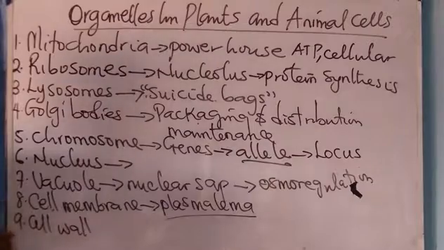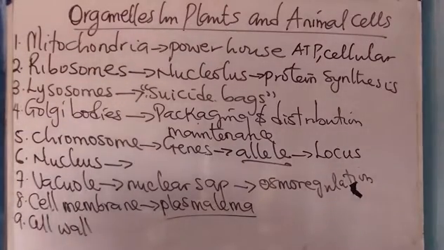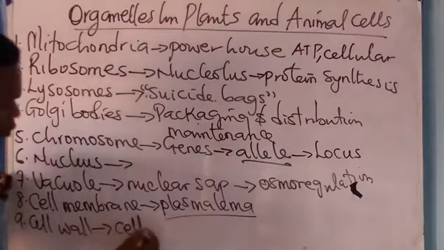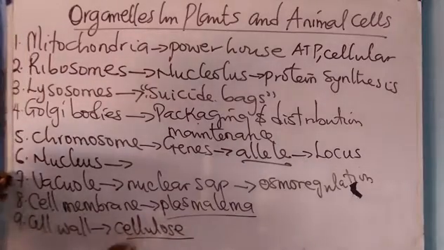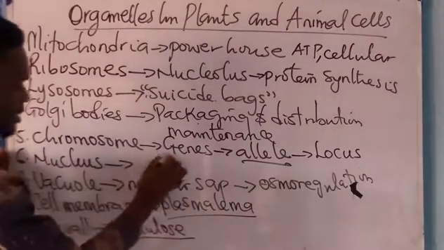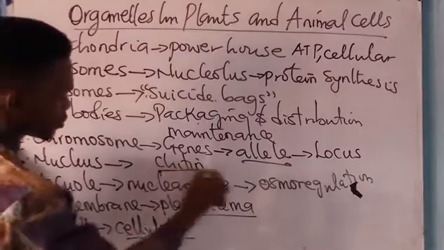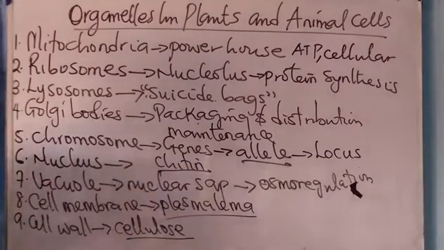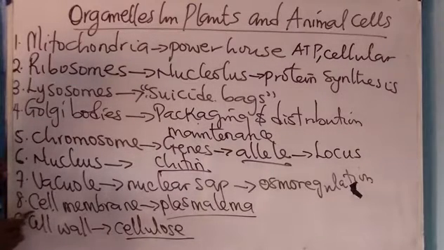Number 8, you have the cell wall. The cell wall in plants is what gives it its definite rectangular shape, and it provides protection. Now the cell wall of normal green plants is made up of what? Cellulose, which is a form of what? Polysaccharide. But the cell wall of a fungus is made up of chitin and not what? Cellulose. Chitin and not what? Cellulose.